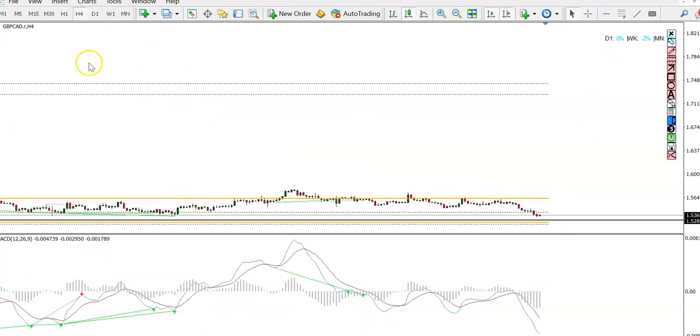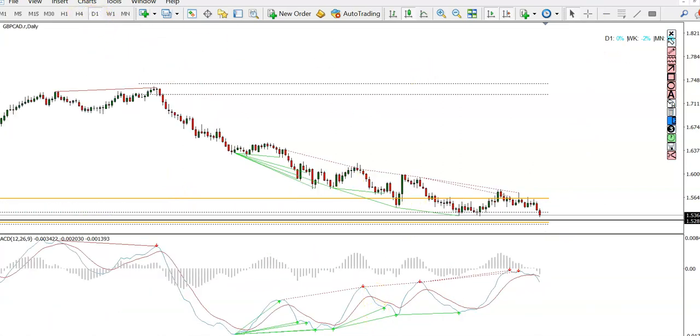So if we look at the daily chart, we're getting a lot of divergent signals, evidence that price action is slowing down, momentum is slowing down, and we're getting ready to move to the upside.